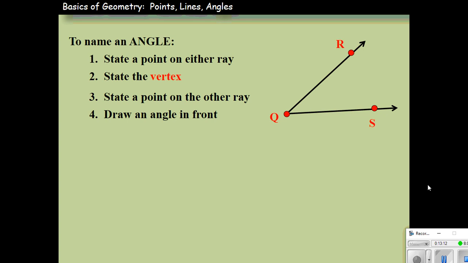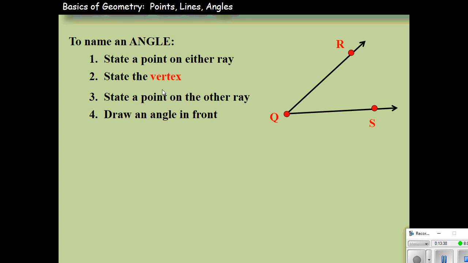To name an angle, just like naming rays and segments and lines, we have a specific rule for it. Now, in this case, there are steps, and it'll make sense basically in a second, but here are the steps. You pick a point, say I wanted to give the name for this angle. I'm going to pick a point on one side of it. I could start with R, or I could start over here with S. Then we're going to name the vertex. The vertex is point Q, and then name the point on the other ray.